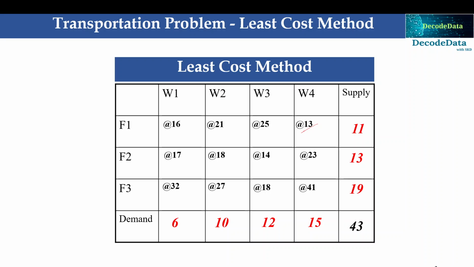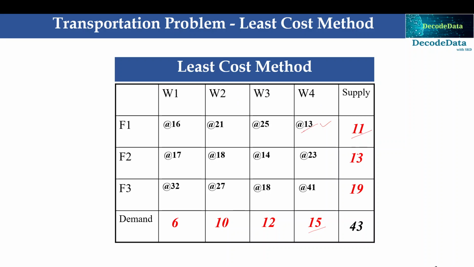Now, in this case, when I have to allocate here, meaning factory 1 to warehouse 4, the warehouse 4 demand is 15 and factory 1 supplies 11.